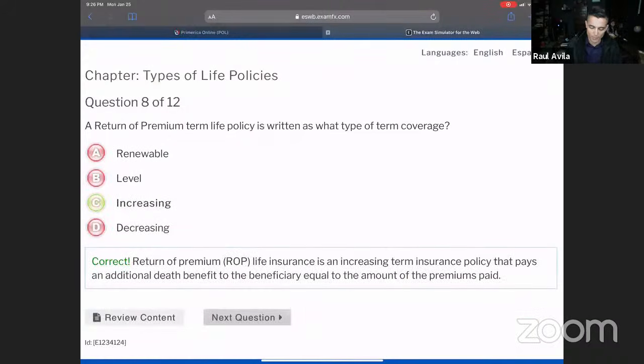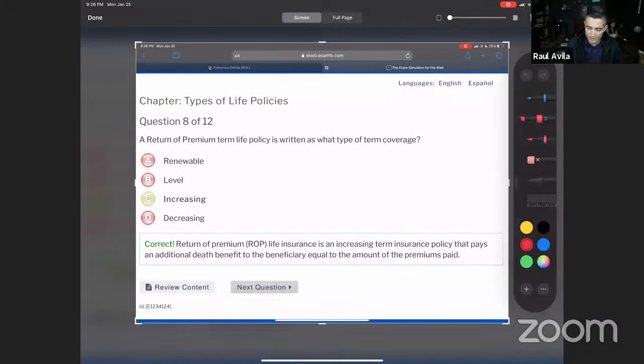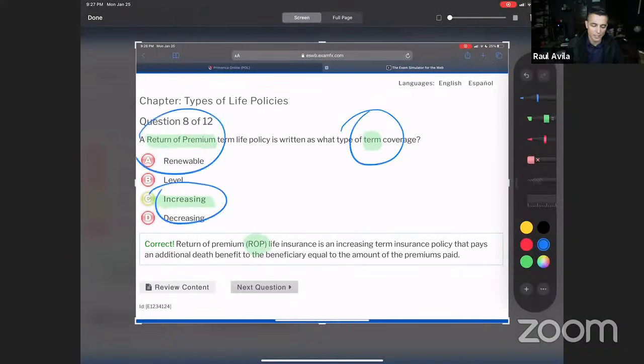So remember, guys, remember this. Just remember this, okay? Remember over and over. Just make the connections here. Return of premium, increasing, term insurance, okay? Return of premium, also known as ROP. So just remember those 3 things. Term insurance, return of premium, increasing, ROP. Got it? All right, got it. Let's go to the next one.